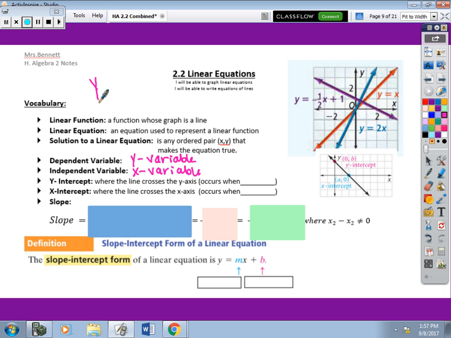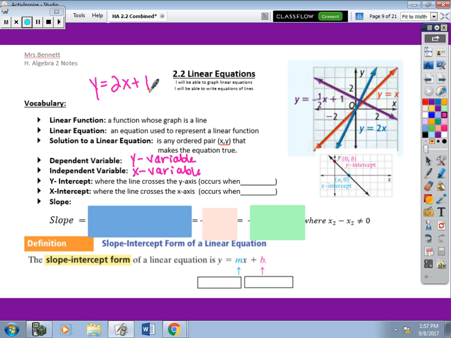So if you think about a linear equation, y equals 2x plus 1, the independent variable is the one you pick and plug in. So like x equals 2. When you plug in 2 and you run the calculation, that y value is going to depend on what you plugged in for x. So x is your independent, y is your dependent.